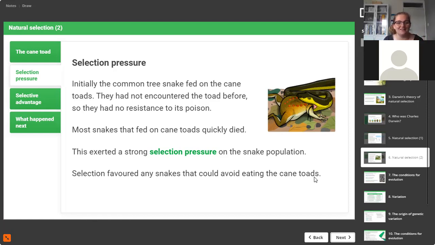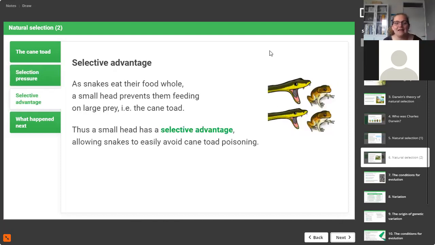snakes that weren't going to eat the cane toads were going to be the snakes that didn't have big enough mouths to eat these massive cane toads. So you can probably see what's going to happen. Selective advantage. As snakes eat their food whole, a small head prevents them feeding on the large prey. Therefore, small head in this situation has a selective advantage. It allows the snakes to easily avoid cane toad poisoning.